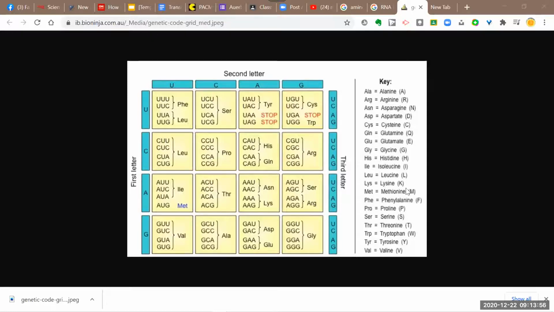which is methionine. But the systematic way you use this is that the first letter narrows it down to a row. The second letter, which is U in our case, narrows it down to a single box. And then the third letter narrows it down to one of these within that box. Or you can just look for it. AUG stands for Met, which is methionine.